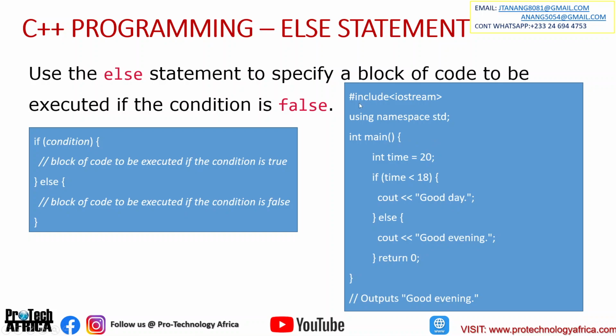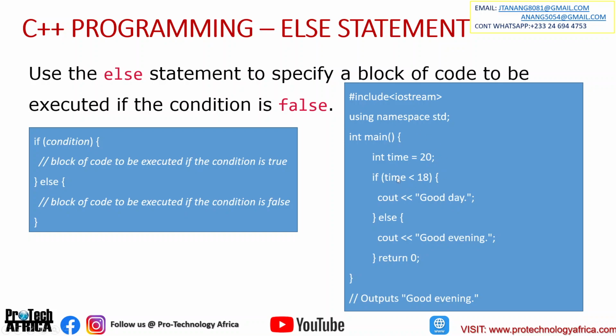So now let's take an example over here. We have #include <iostream>, using namespace std. We have int main, and then we have int time = 20. So now we are checking the time. We are saying that if time is less than 18, then cout "Good day", else cout "Good evening". So now let's look at the condition, that is the value of the time here. The value of the time is 20.